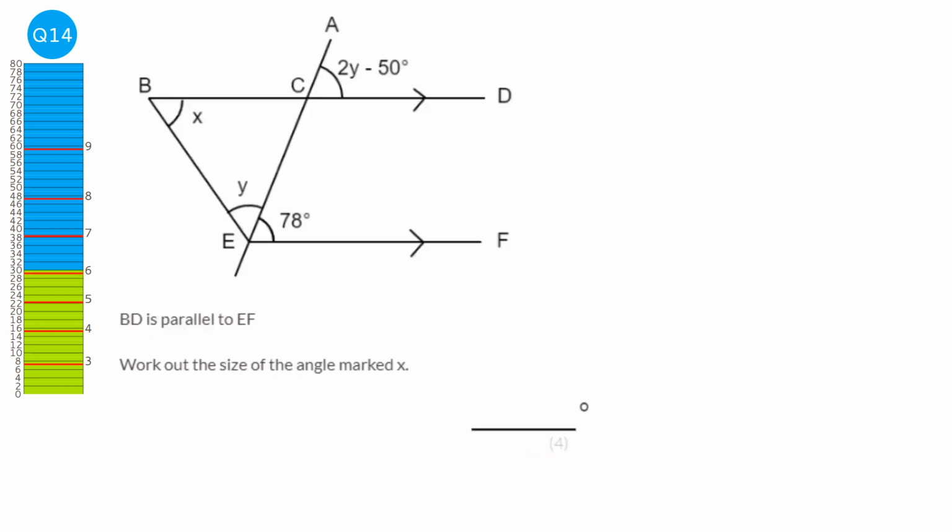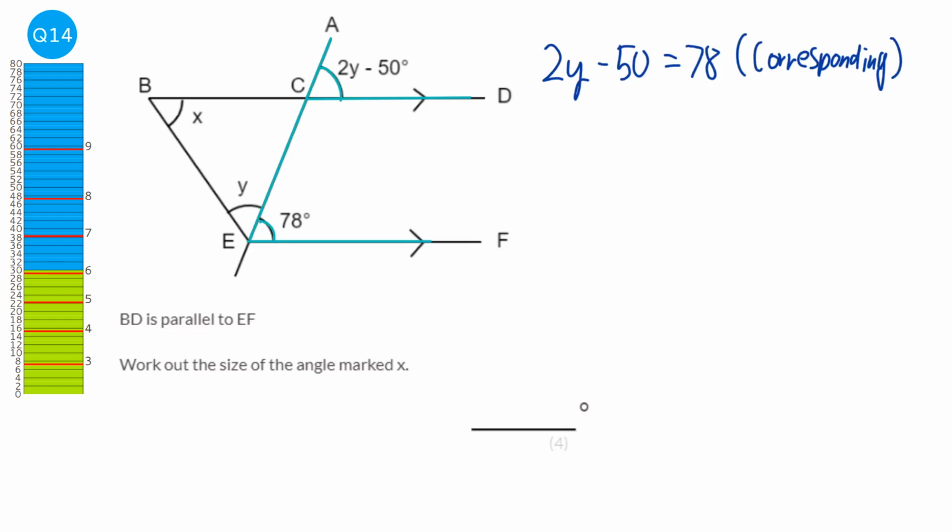To find out what the value of x is, we first of all have to find out what the value of y is. And we can notice that we've got 2 sets of parallel lines here, and a line going through them. And we've got these F angles, which we call corresponding angles. So we know that 2y minus 50 is equal to 78. And we must write down the reason, so corresponding angles. And corresponding angles are equal.